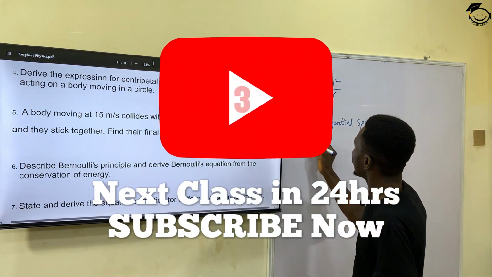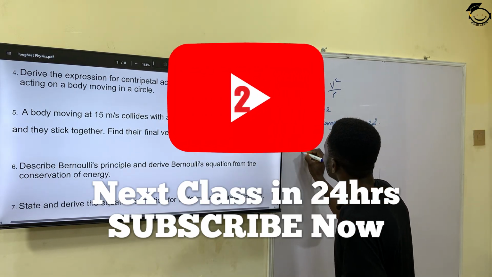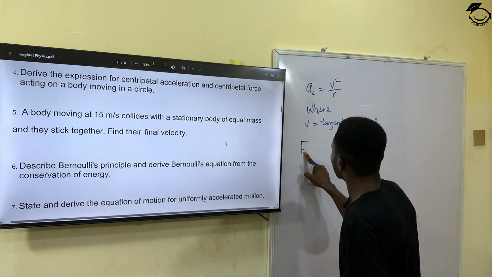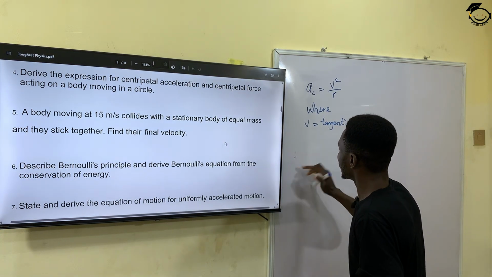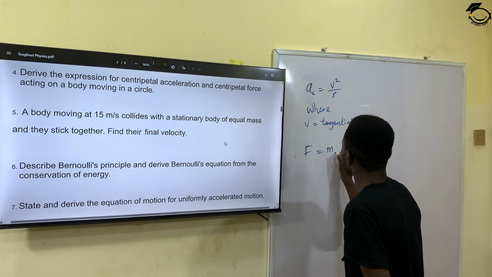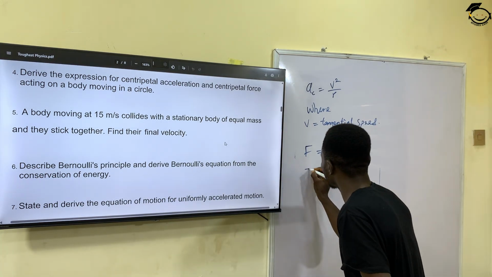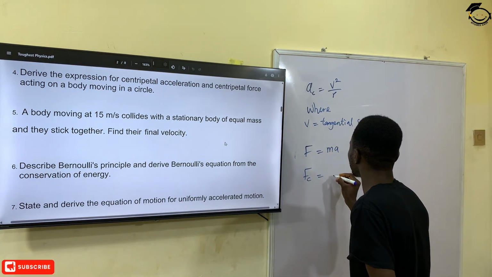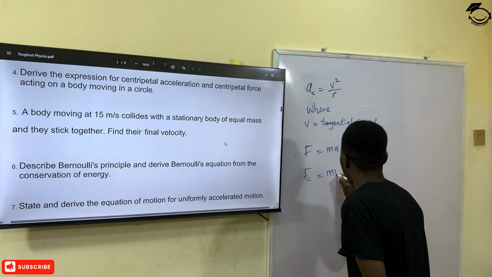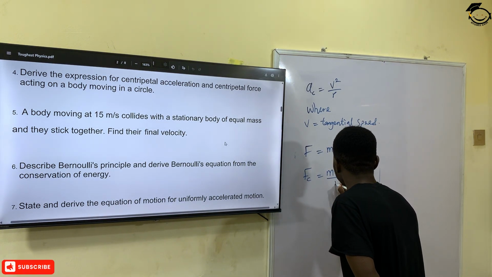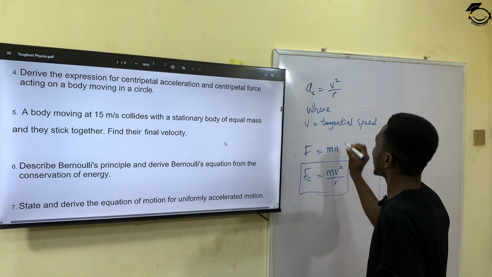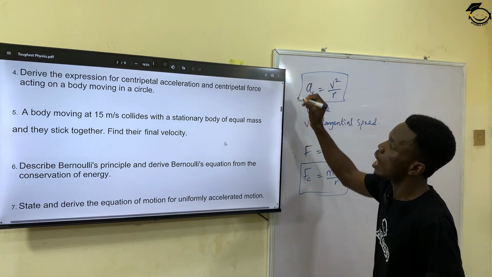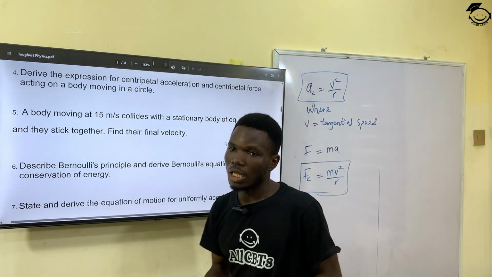And r is the radius of the circle. So it means therefore that my centripetal force will be equal to, since we know that force is equal to mass times acceleration, mass times our acceleration. So this is the formula for our centripetal force, and this is the formula for our centripetal acceleration.